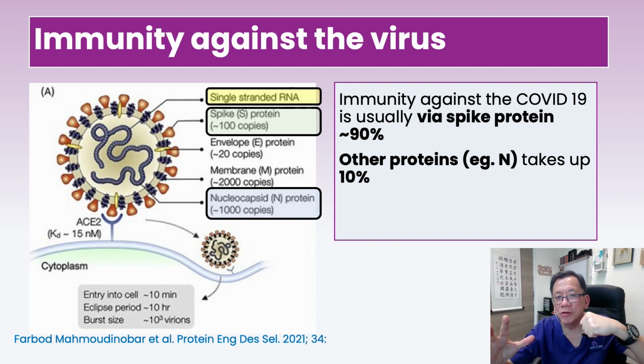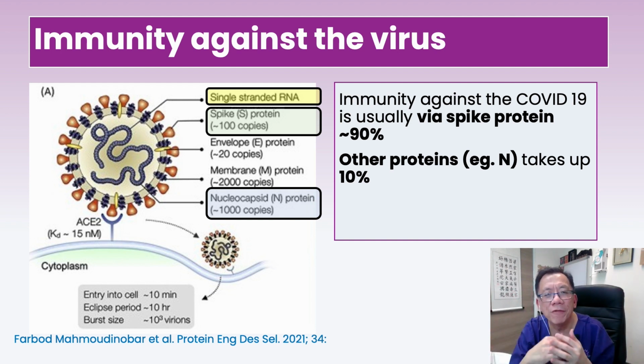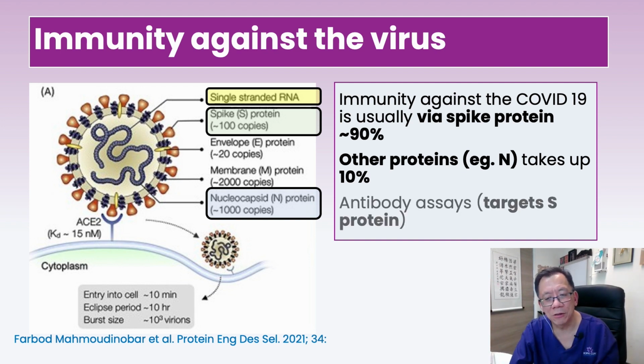Spike protein immunity, antibodies, is responsible for about 90% of immunity against the virus. So if you can target the spike protein, you're actually replicating what the human system is doing in immunity. There are other proteins that create antibodies that can help to neutralize it. And this would be in the form of the M proteins, the nucleocapsid protein, for example. It takes up about 10% of the immunity against the virus. But at the end of the day, the key protein that stimulates the immunity is actually the spike protein.